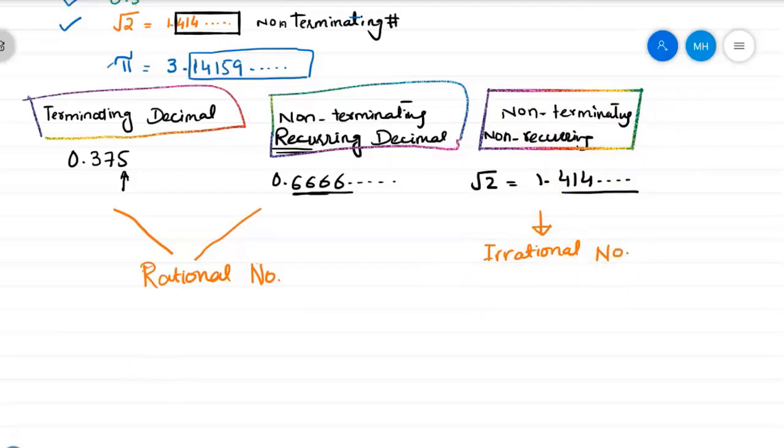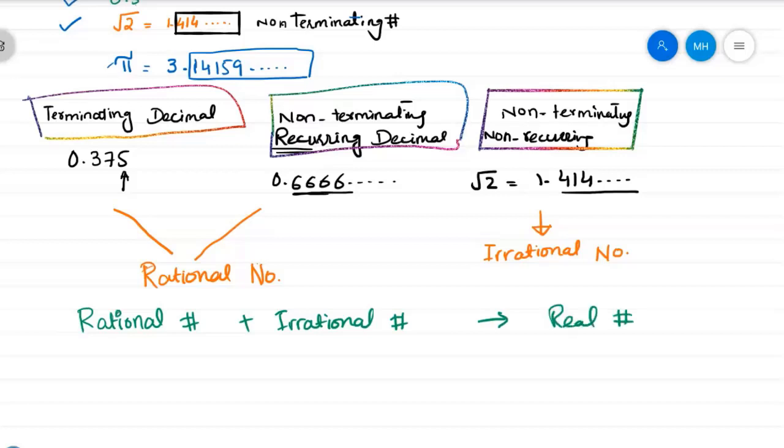From here we have another definition for the real number: if we take the union of the rational numbers and irrational numbers, it will give you the real numbers. So rational numbers and irrational numbers together give you the real numbers. In the next video, I am going to explain other categories of real numbers.